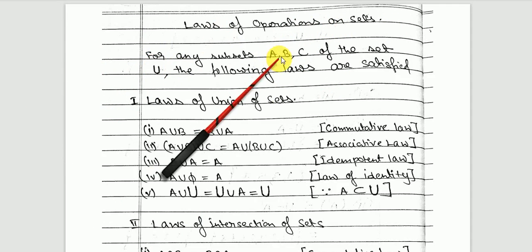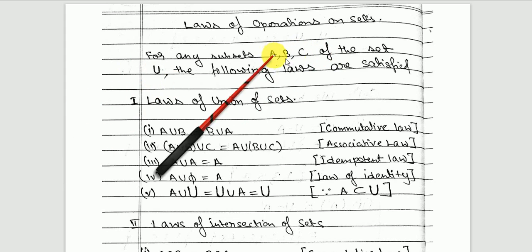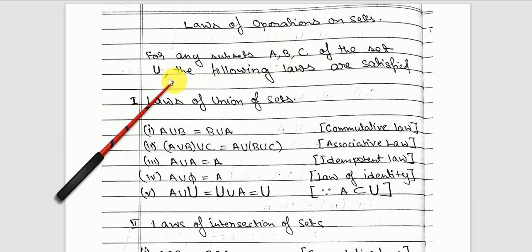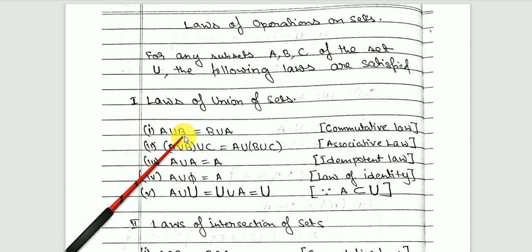Today's topic is laws of operations on sets. For any subsets A, B, C of the set U, that means A, B, C are contained in U. U is acting as the universal set for A, B, C. Then the following laws are satisfied. Number one, laws of union of sets. A union B is always equal to B union A. This is called the commutative law. Then (A union B) union C is equal to A union (B union C). This is called the associative law.